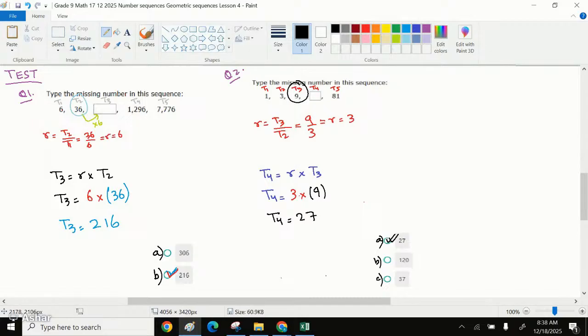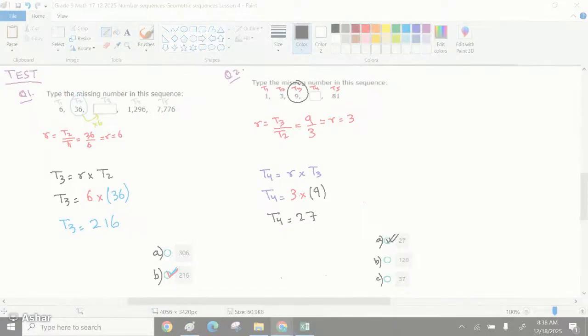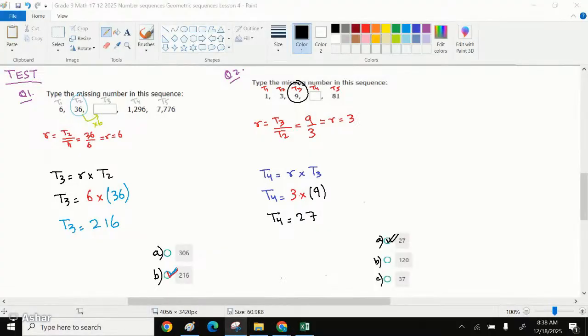Okay, agreed. Let's move on to the next. And let's do a few more questions. Okay, 27 would be correct. If we click on 27, it would show us it's correct and it would move on to the next. So the next question in the sequence is: find the missing number in the sequence.